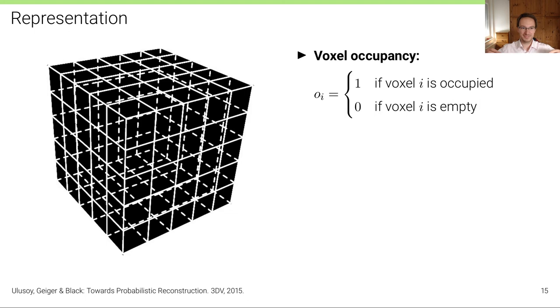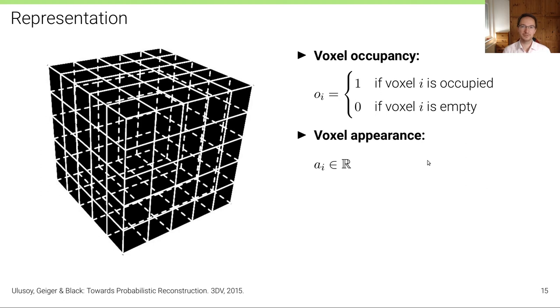Now, how do we represent the 3D geometry and appearance inside that volume? Well, for each of these voxels, each of these little cubes, we're going to associate two random variables. The first random variable is the voxel occupancy. It's a binary random variable associated with each of these voxels that is equal to 1 if that particular voxel is occupied, and that is equal to 0 if the voxel is empty.